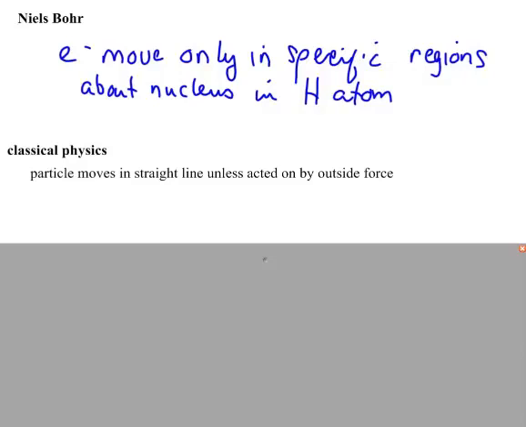In classical physics, we have a particle that moves in a straight line, according to Newton, unless it's acted on by some sort of outside force. In this case, we have an electrostatic force between the positive nucleus and the negative electron. We also have a gravitational force between the massive nucleus and the lower mass electron. Both forces are trying to pull the electron into the center of the atom, into the nucleus. So what that gives us essentially is a relatively circular path that the electron follows around the nucleus.